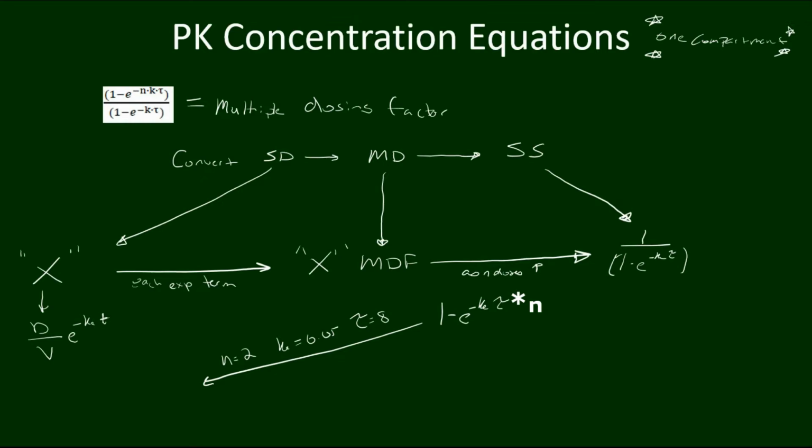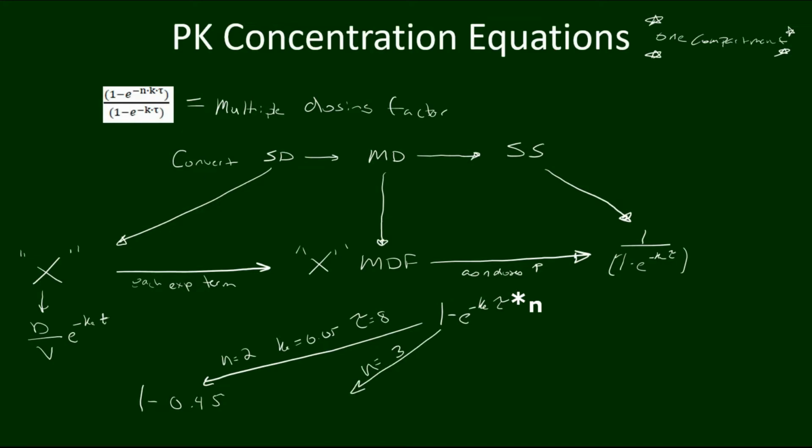In this example scenario, I just picked some numbers here. The number of doses is 2. The elimination rate constant is equal to 0.05 hours to the negative 1. And the dosing interval is equal to 8 hours. So what does this look like when we plug it into the numerator of the multiple dosing factor here? That equals 1 minus 0.45. So still an actual number that will have an effect on a drug concentration, basically not equal to 1, right?